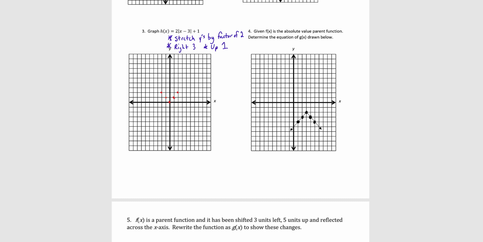It doesn't really matter which one of those 3 you do first. I always like to do the stretching part. To me, that's easier. And then going right 3 and up 1. But it doesn't matter so much since there's no reflection.